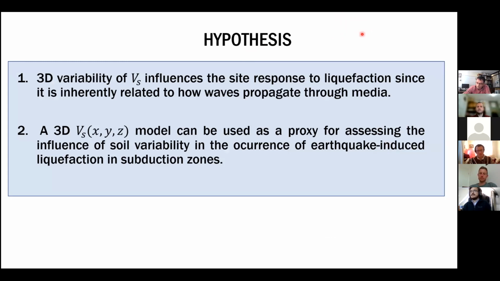Our hypothesis is that the 3D variability of Vs influences the site response to liquefaction, since it's inherently related to how waves propagate through media. And our second hypothesis is that a 3D Vs model can be used as a proxy for assessing the influence of soil variability in the occurrence of earthquake-induced liquefaction in subduction zones.